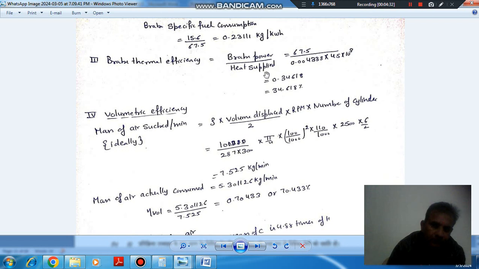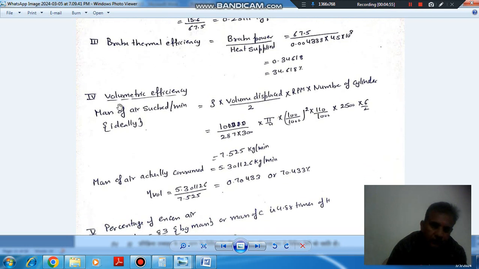Brake power is 67.5, mass of fuel per second we have just calculated, that is 0.0433, and calorific value is 45 into 10 power 6 megajoule per kilogram. So converting it into kilojoule because this is in kilowatt. Okay, so brake thermal efficiency comes out as 34.618%.